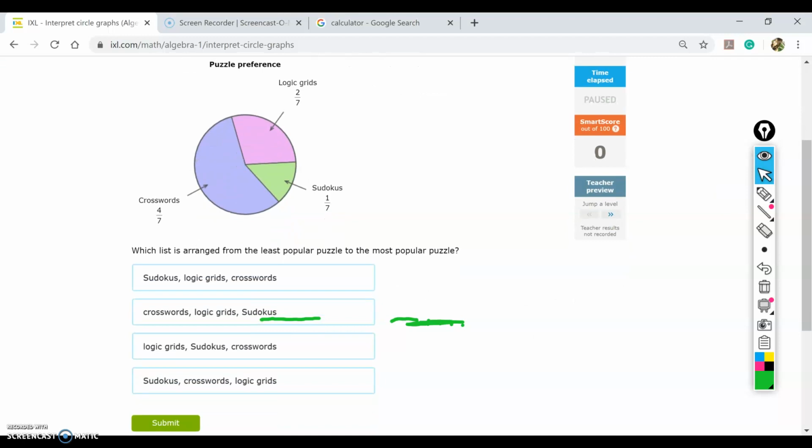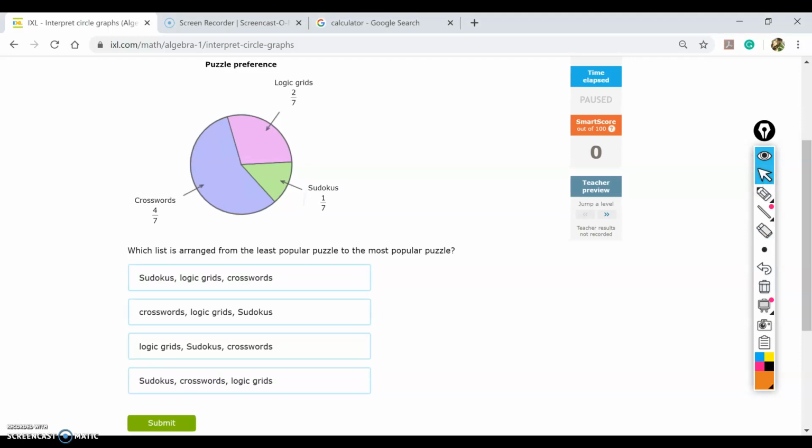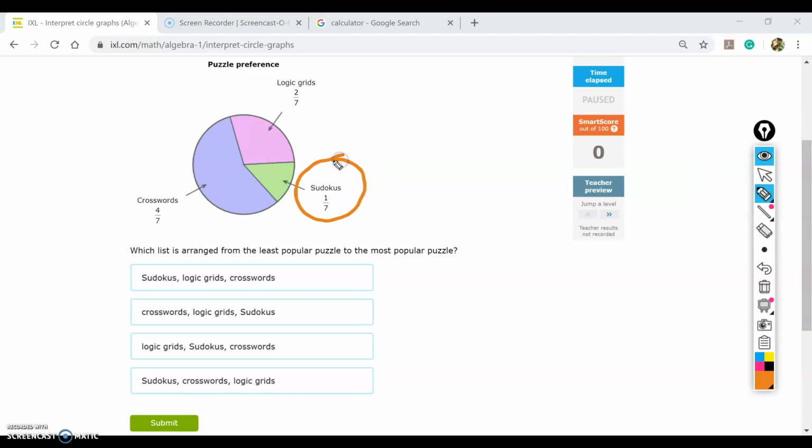IXL is presenting these types of questions in a very friendly way, because exactly how you see the circle, whichever one is the biggest section, whichever one is the smaller section, that's actually what the fraction represents. So if they're asking me for the least popular, and according to the area with the color on the circle, this type of puzzle would be the least popular, because look at that section. Look at that area. It's actually smaller than the logic grids and the crosswords. So Sudokus are the least popular.